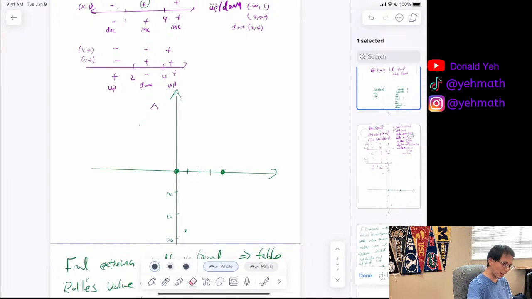So minimum is a smile face like this. Otherwise it'd be a frown face. So it's like this. If I draw it like this, then you're going to have a smile face like this.